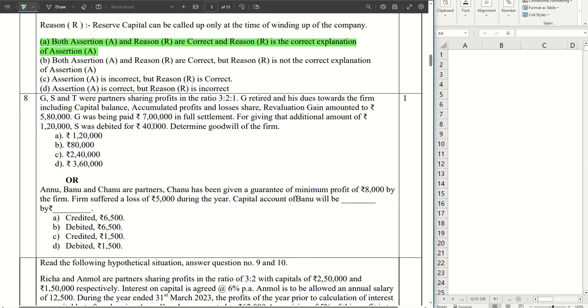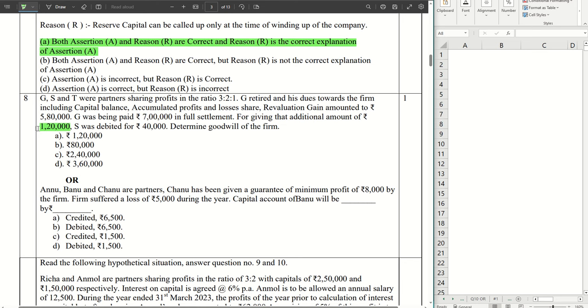S was debited for 40,000. Determine goodwill of the firm. For giving this additional amount, S was debited for 40,000. In order to calculate goodwill of the firm, we don't need this amount of 40,000. We just need to understand the share of goodwill.